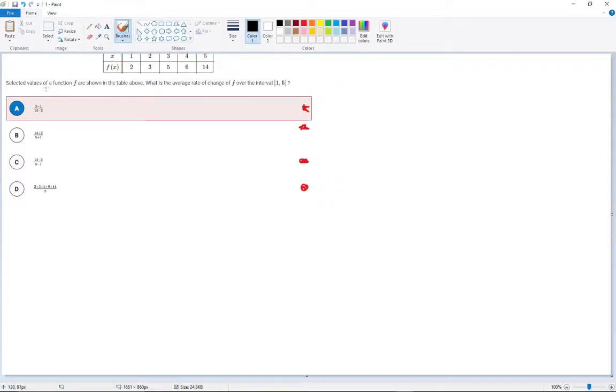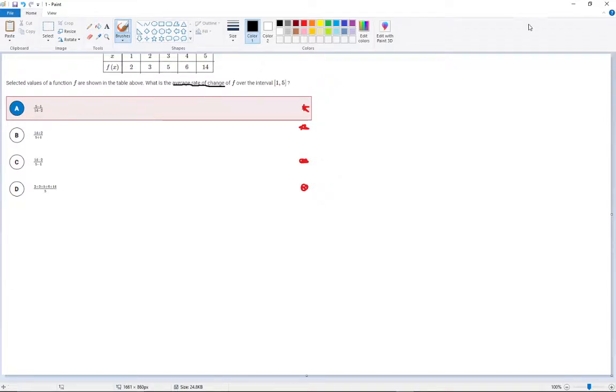So you're being asked, select the values of the function above. What is the average rate of change of f over the interval 1 through 5? So they're asking us average rate of change. I remember average rate of change is like a derivative. It's kind of like a distance. What's the distance from one point to the other? And you gotta know the formula.